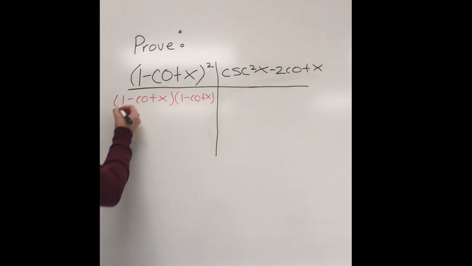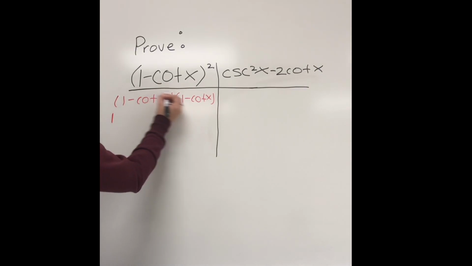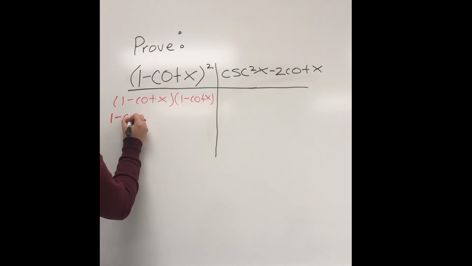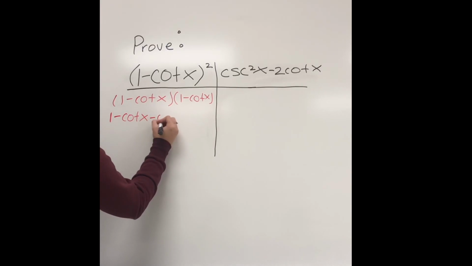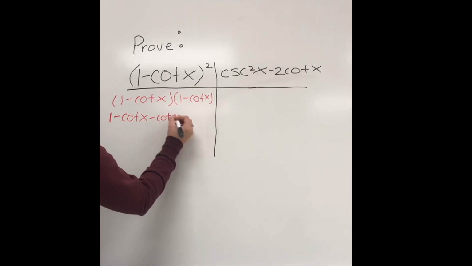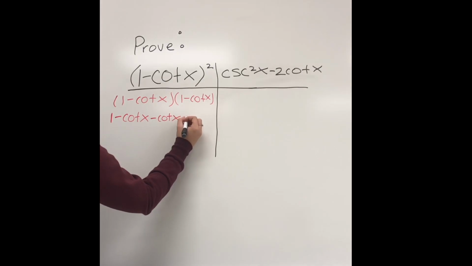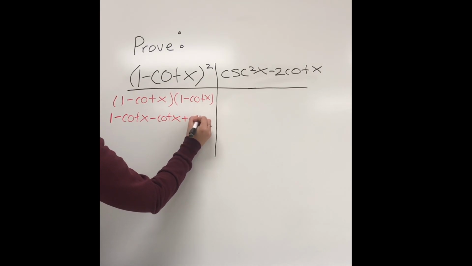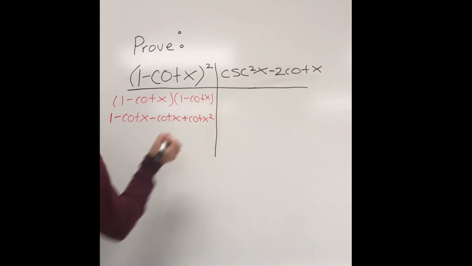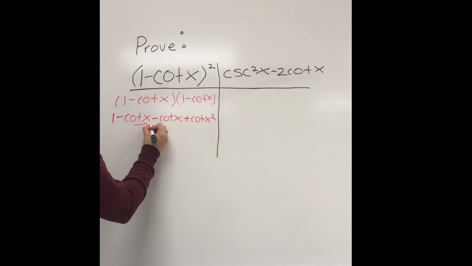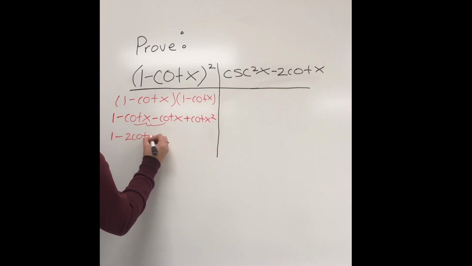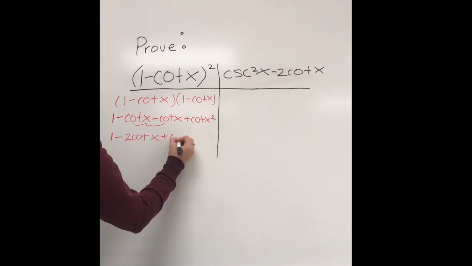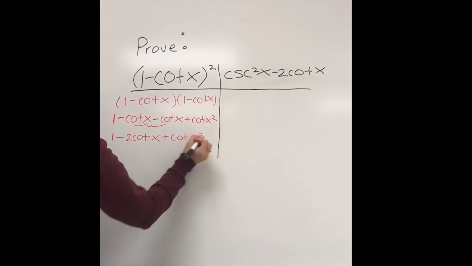Next we're going to FOIL 1 times 1, 1 times negative cotangent x, negative cotangent x times 1, and then negative cotangent x times negative cotangent x. Then we're going to combine common terms. 1 minus 2 cotangent x plus cotangent x squared.